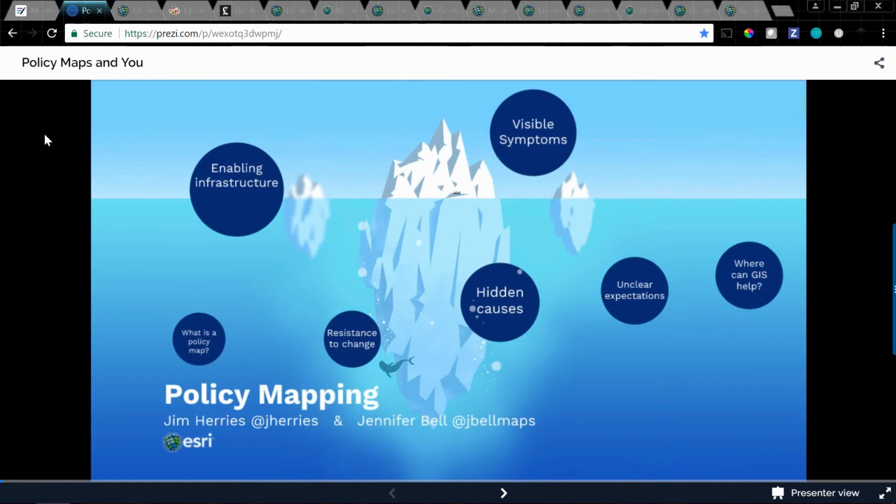I want to start off by referring to this diagram. I came across this Prezi template, and I thought it was a perfect metaphor for talking about policy mapping. You know, the thought of an iceberg floating on the ocean, and it's not necessarily the part you can see that gets you, it's the part that you can't see.